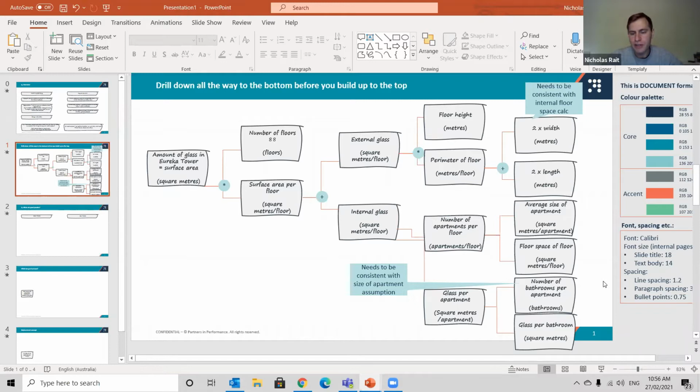So that's a really key point, where even in something that seems as simple as how much glass you've got in a tower, you actually have to make sure that you've got contextually correct assumptions on multiple limbs running in parallel, right? So I think that's good.